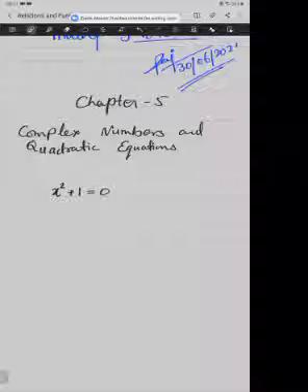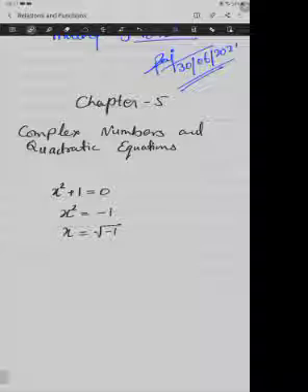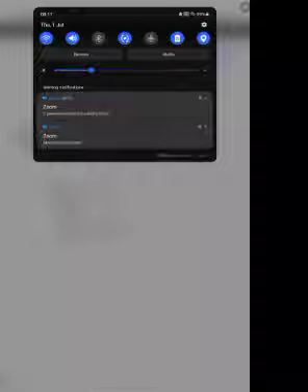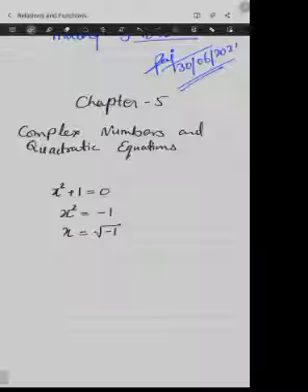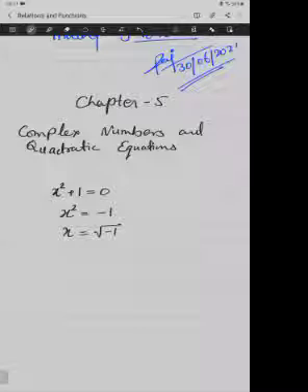Now see, complex numbers in quadratic equation. If we need to solve x square plus 1 equals to 0, then we can say x square equals to minus 1, x equals to square root of minus 1. And we were not able to solve it. Such situations we were not able to solve. So that was creating problems for us.